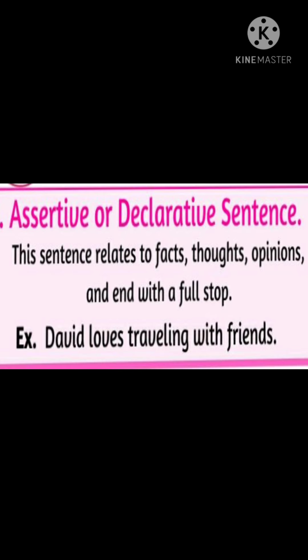Let us see the example here. David loves traveling with friends. Here, in your assertive sentence, you will definitely have a subject and a verb compulsorily. An object may be there or may not be there, no problem. This is one example. Now let us see a few more examples of these assertive sentences.